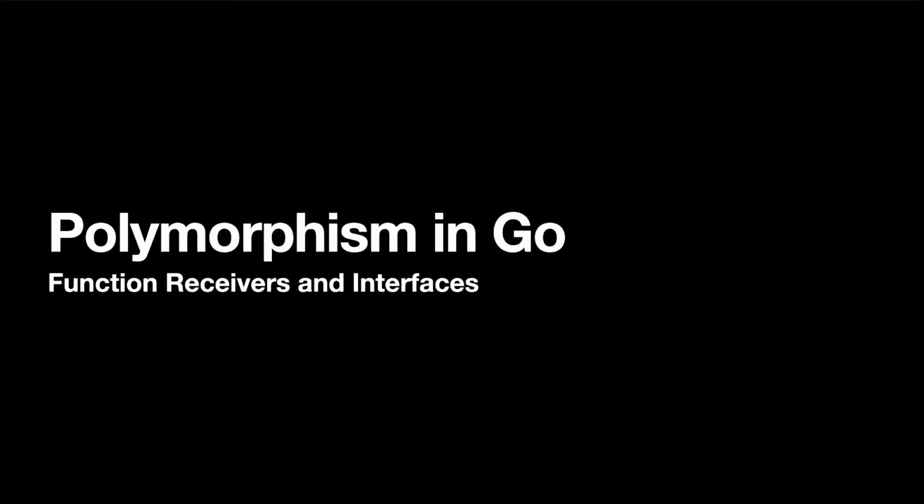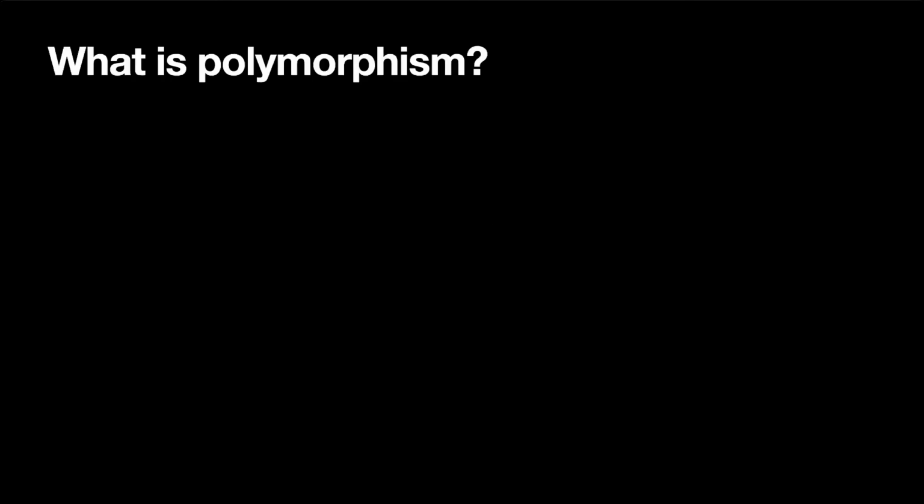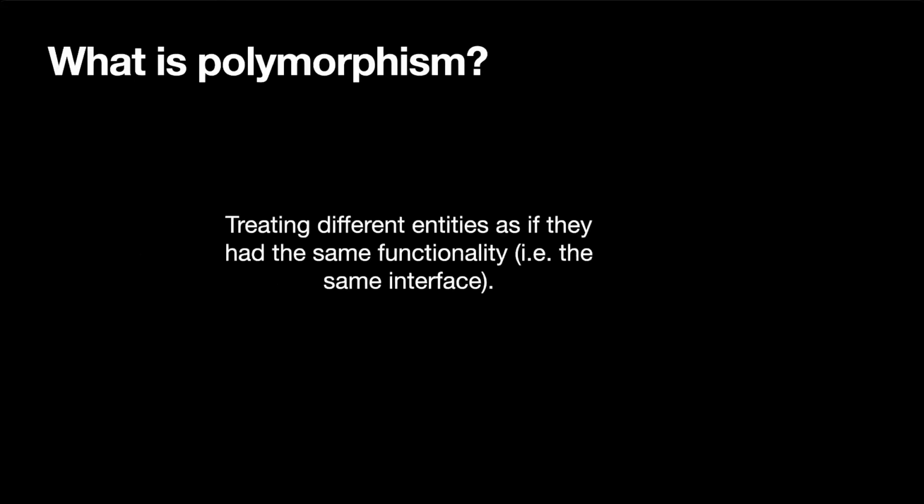Welcome to Polymorphism with Go. We're going to be talking about function receivers and interfaces. So what is polymorphism? Basically, it's the idea that you have a grouping or a collection of objects that are heterogeneous, and you want to treat them in a homogeneous way. So you want to be able to call the same functionality on each of them and have them do the thing that's appropriate to their type.